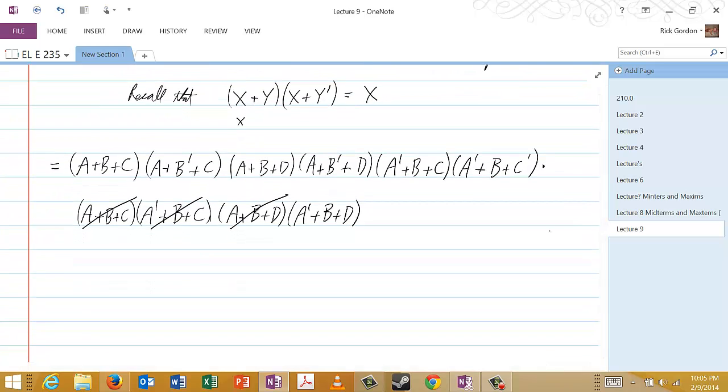And now let's finish this up. You can see this is quite tedious, and keep in mind just how tedious this is, because you're going to see that there is a much easier way to do this, which we'll discuss in just a moment. But first, let's finish this up. Now, we still have a POS expression here. This is a POS expression.